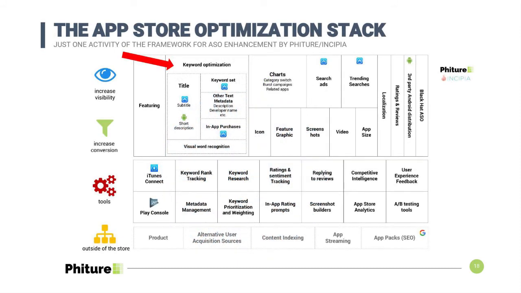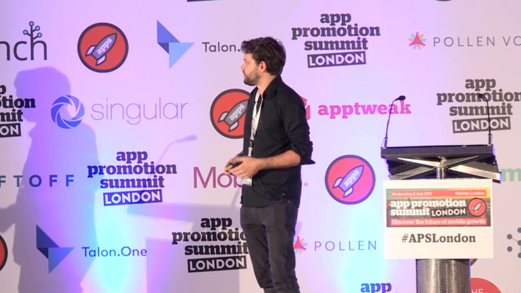Importantly, keyword optimization is only one activity of the ASO stack which we developed at Feature, which we use for our clients to really look at all the different activities which you need to look at when you do ASO. So for example, featuring, which becomes even more important with iOS 11, and your assets such as feature graphics and screenshots, which you can A/B test in Google Play, and also other things like ratings, reviews, search ads, and so on. So it's one essential activity, but it's only one out of many activities.